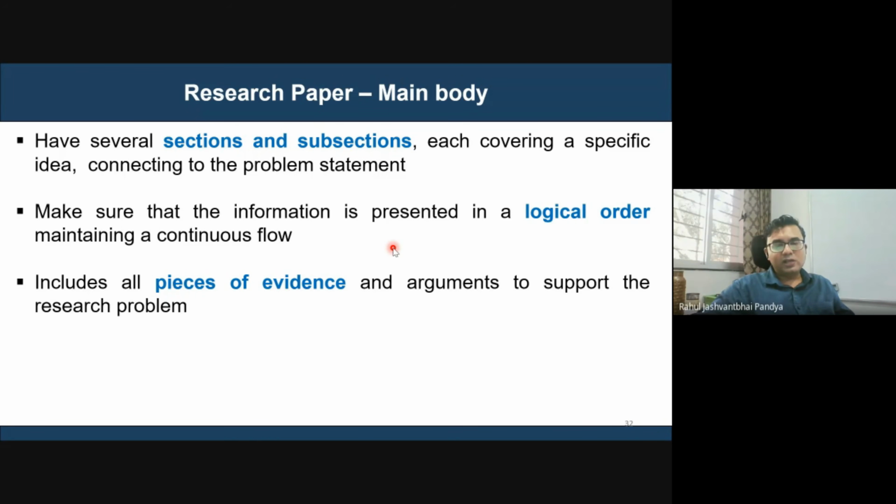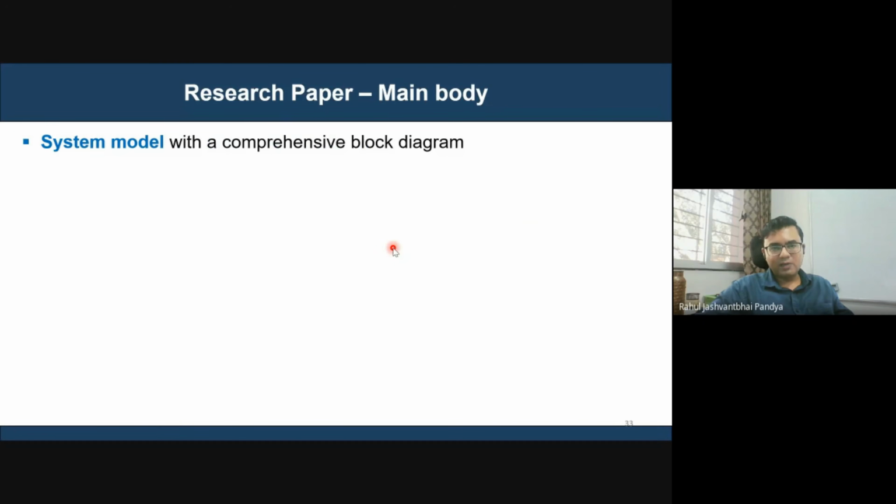And it includes pieces of evidence, arguments to support our research problem, maybe charts or other things, or any findings, evidence or proofs of our research, right? So all these things should be there in the main body. Apart from that, there could be a system model. This may include a comprehensive block diagram of the entire proposed design, or people call it a system model, or maybe an experimental diagram, whatever we see fit based on our research work.